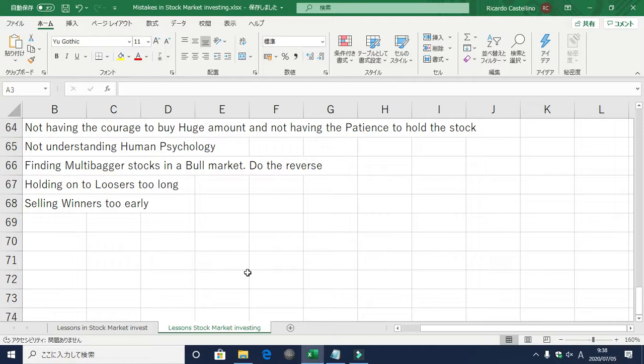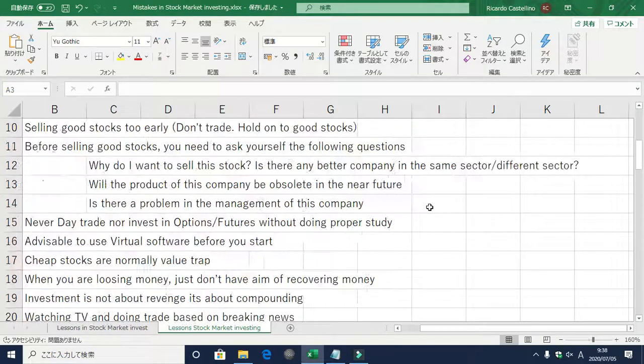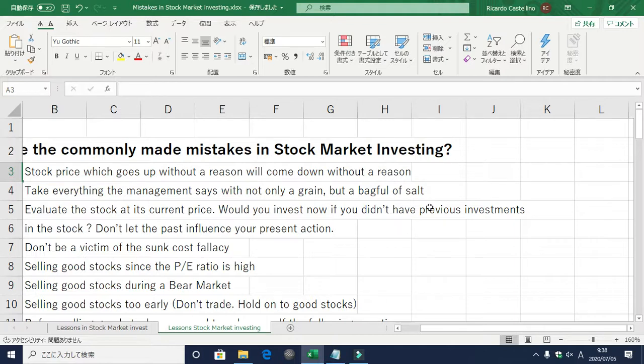So friends, these are some of the common mistakes investors make. So that's all I have for you for today.